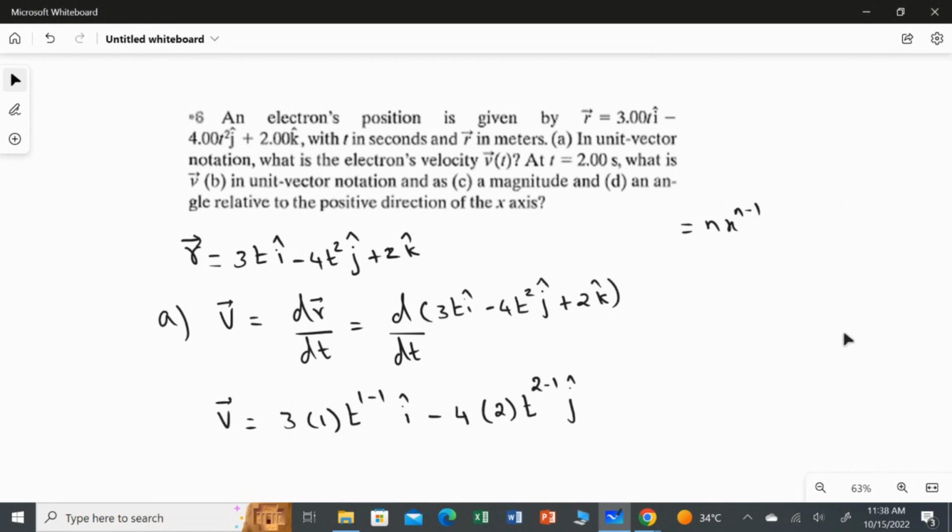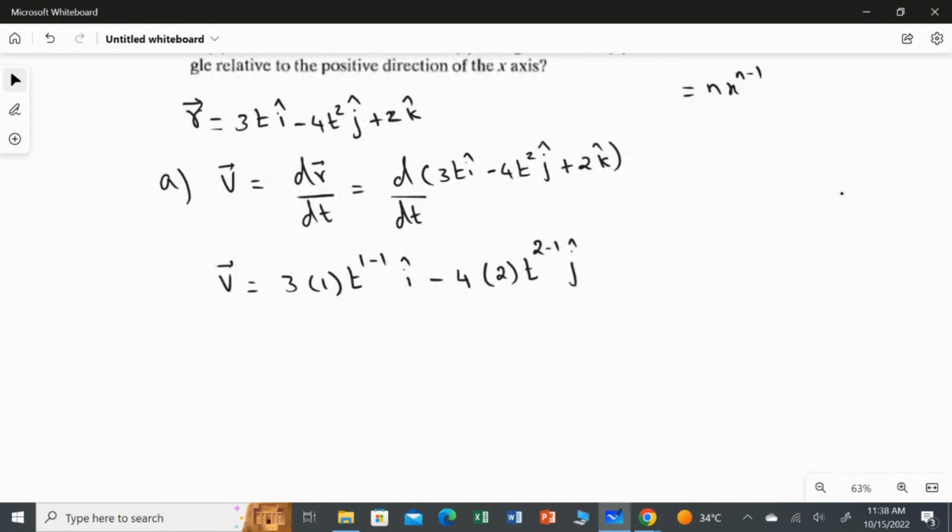Now I have to work out this equation. What will be our final equation? v vector is equal to 3t power 0, which is nothing but 3 i cap, minus 4 multiplied by 2 gives 8, so 8t power 1. I'm not going to write the power 1, because if nothing is written, it indirectly says the power of t is 1, j cap. Clear? So this is the answer for the first question.